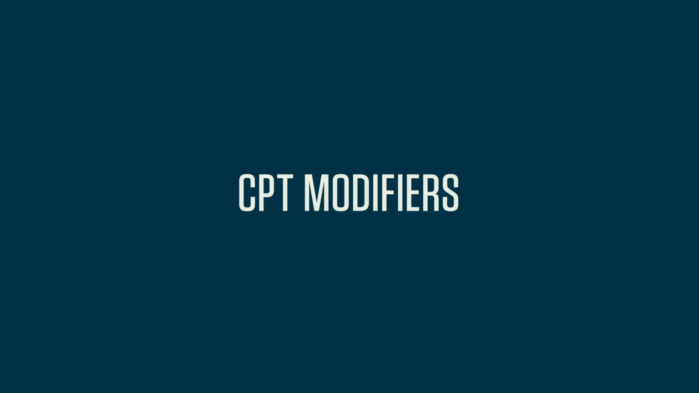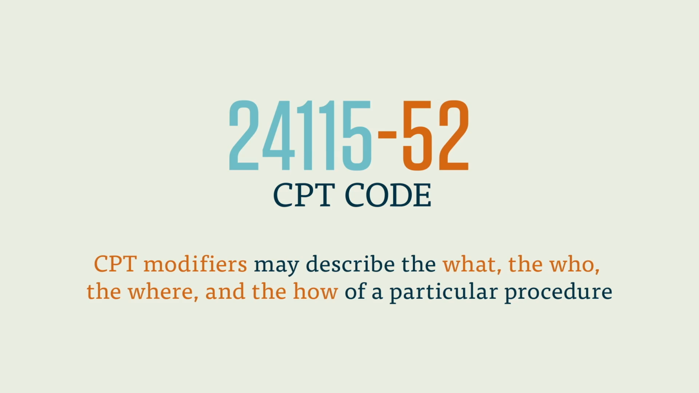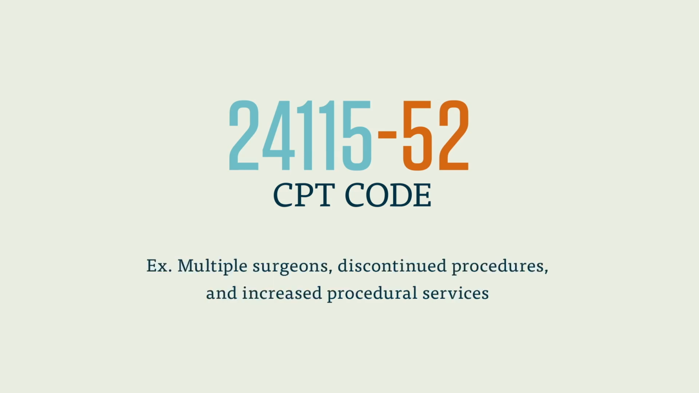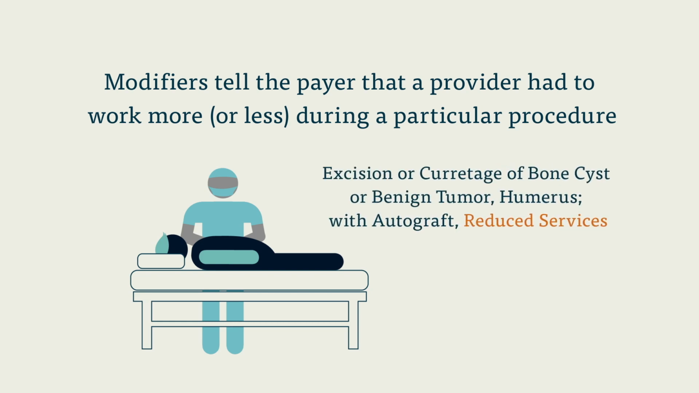CPT modifiers. CPT modifiers are an important part of coding with CPT. These 2-digit, entirely numeric modifiers are added to the end of a CPT code with a hyphen and may describe the what, the who, the where, and the how of a particular procedure. There are modifiers for things like multiple surgeons, discontinued procedures, and increased procedural services. These modifiers are integral in the reimbursement cycle as they tell the payer that a provider had to work more or less during a particular procedure.